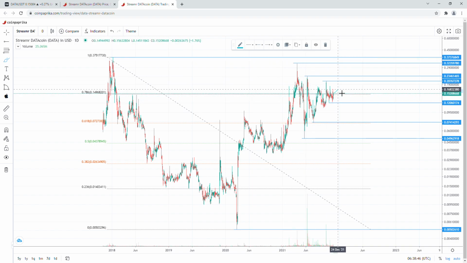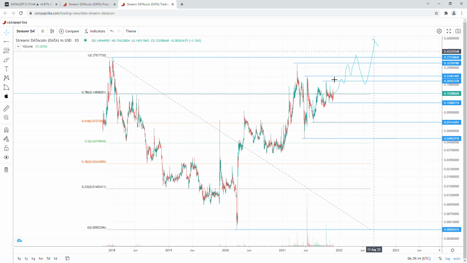They make their breaker. They come up here, come back down, retest. They come up here, come back down, retest. Come up here, and then take off. So keep that in mind, because this move itself here is like 100%, 200%. Let's say there's a 150% move up. Very possible. Very easy for Data as well because it's a low market cap.